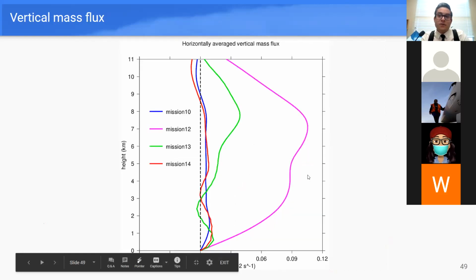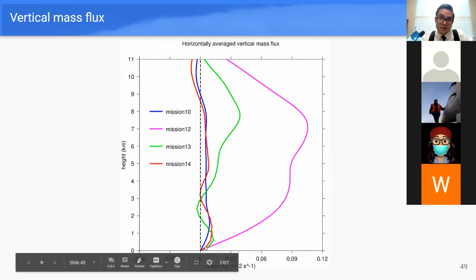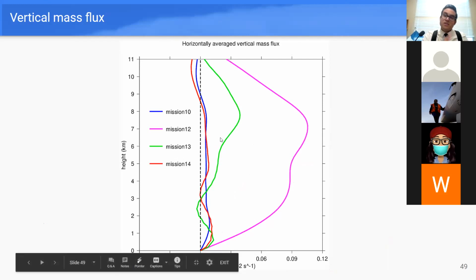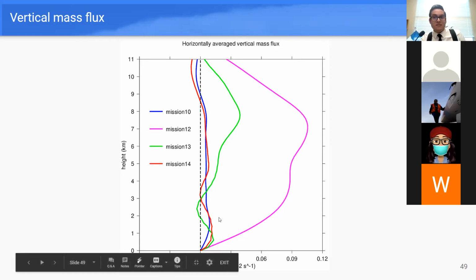Now, let's see how the vertical mass flux looks like. That also affects. For mission 10, it starts being bottom heavy, which is conducive for tropical development. Then mission 12, it becomes incredibly top heavy. Mission 13, it is less top heavy, but still top heavy. And in mission 14, averaging the vertical mass flux for all the region, including the subsidence and the center of circulation, we see that it is mildly bottom heavy, but this is deceiving.